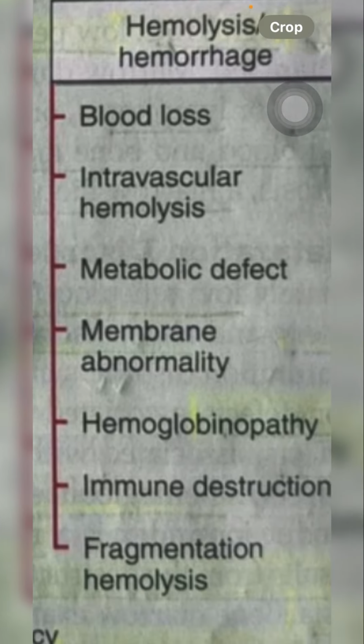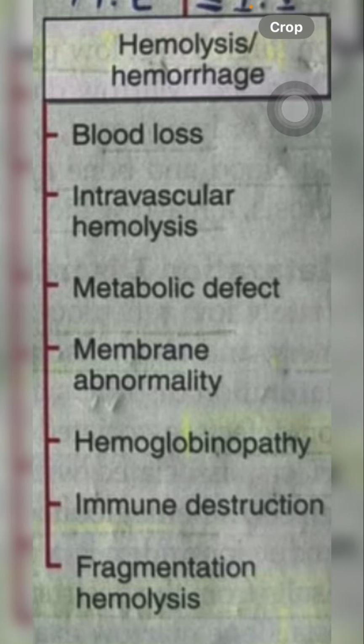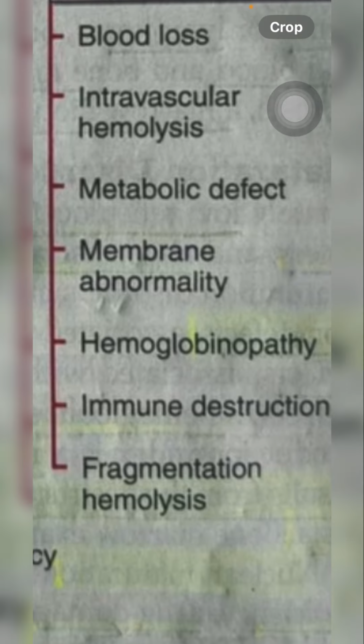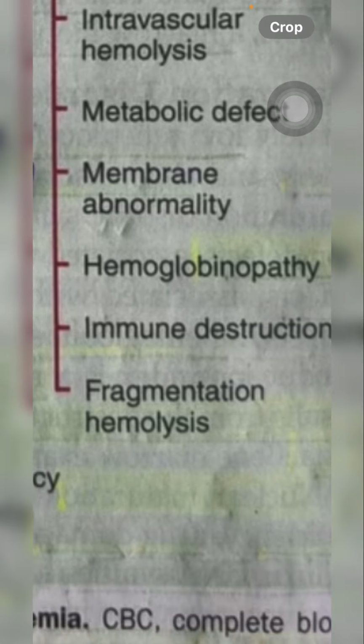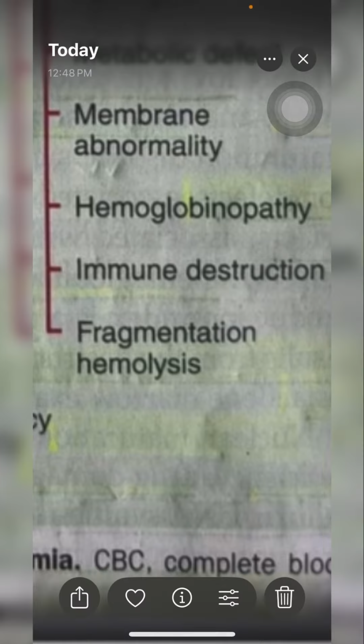The reticulocyte percentage followed by retic index is increased. Metabolic defects also can result in increased retic index and anemia. Membrane abnormalities like hereditary spherocytosis, elliptocytosis, ovalocytosis. Hemoglobinopathy can also result in increased retic count.